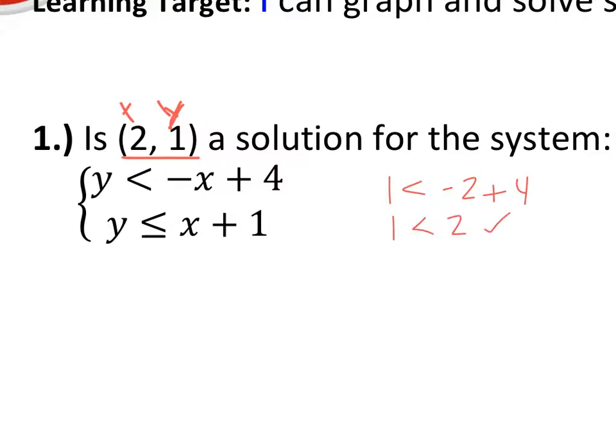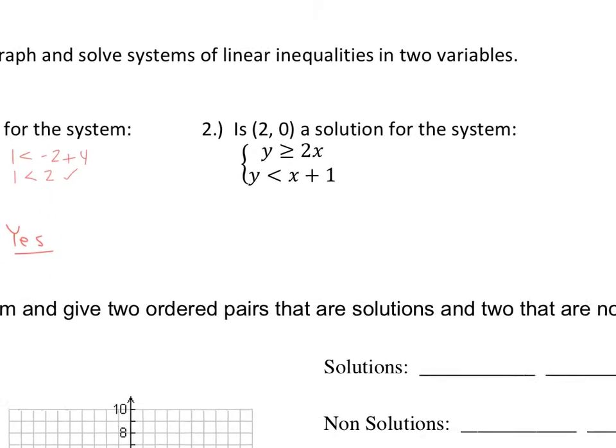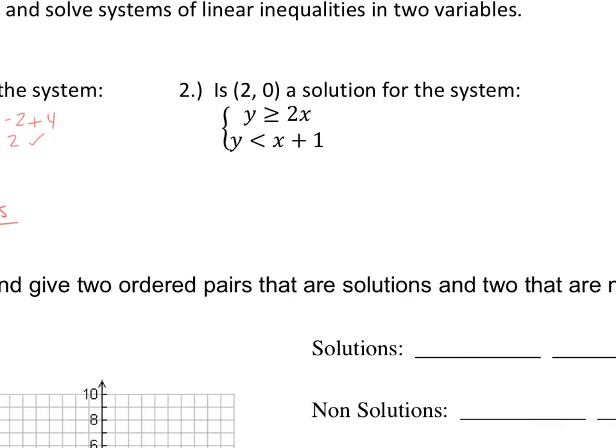So far we're 1 for 1, but in order for it to be a solution to the system, it has to be a solution for both, not just one of the equations. So I'll go ahead and plug 1 in for y and 2 in for x. And notice I have 1 is less than or equal to 3. It works for the second one as well. So yes, this point is a solution for the system. Pause the video, you try the second one here.